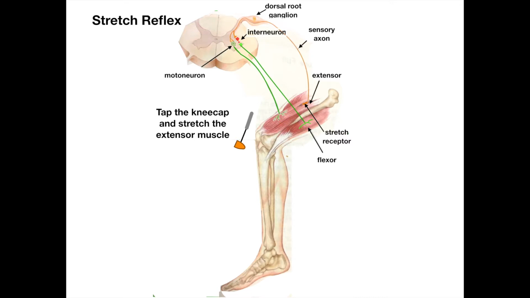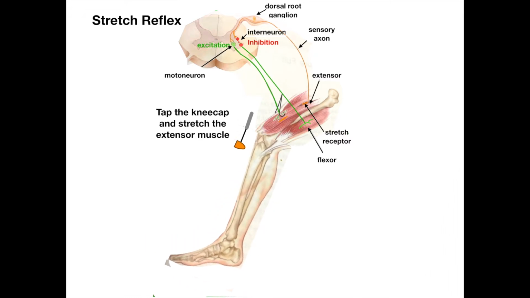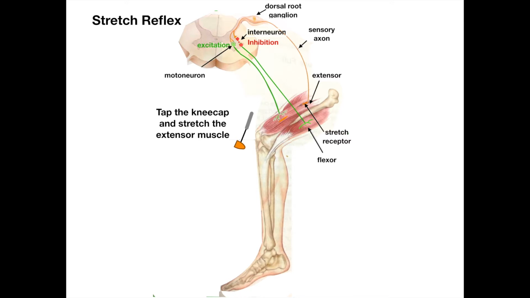So let's tap the kneecap and evoke the entire sequence of events. The action potential generated by the stretch receptor will travel up the sensory axon, past the dorsal root ganglia where its cell body is located, and extend into the spinal cord. There, the axon will bifurcate, or break up into two branches. One branch will innervate the inhibitory interneuron, which in turn will inhibit the motor neuron to the flexor muscle. The other will make a direct excitatory connection with the motor neuron that innervates the extensor leg. The extensor muscle then contracts and lifts the leg, voila, the stretch reflex.